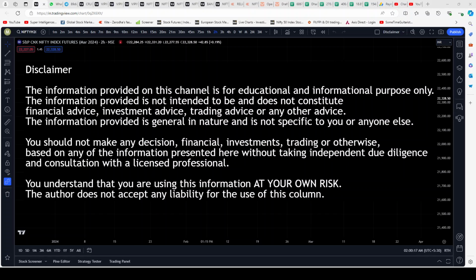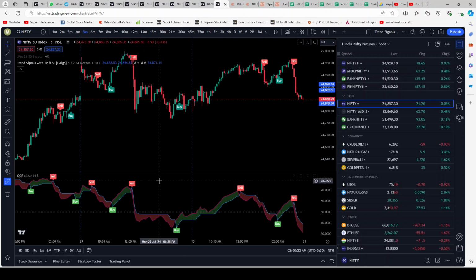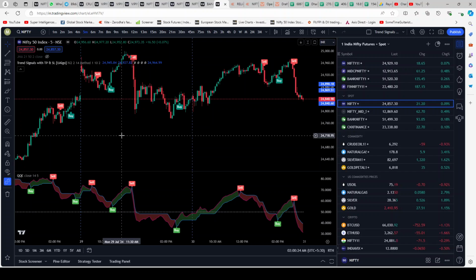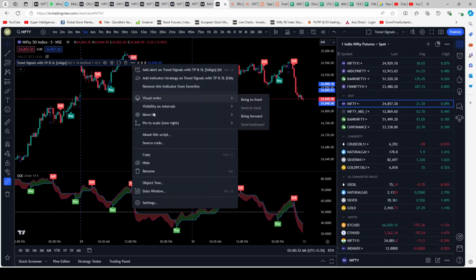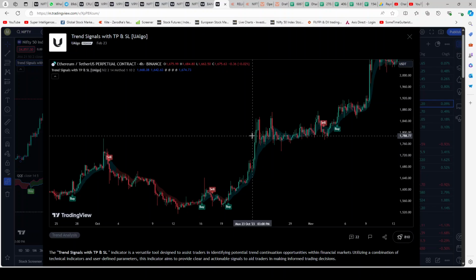So we'll straight away go on to the chart. We are going to be using two indicators in this, and I'll show you how to work around with it. All right. So we've got Nifty spot chart on the screen right now. And the first indicator that we're using is this one. It's called Trend Signals with TP and SL.